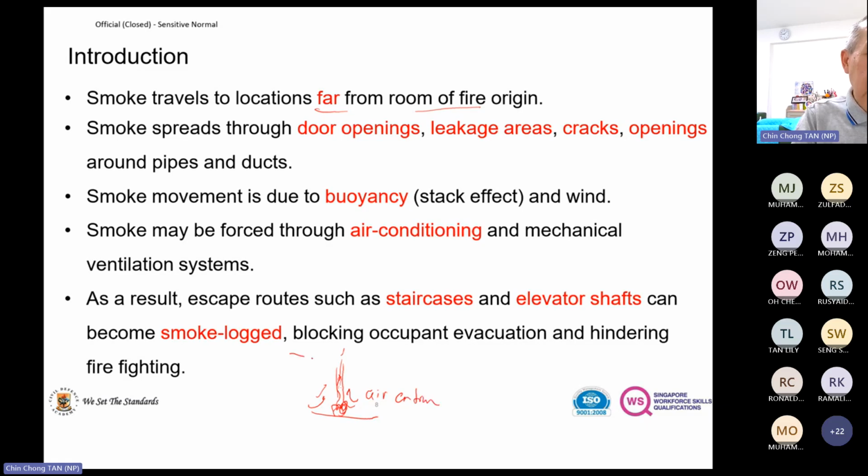So you strike the ceiling, then you flow and flow and flow. Later on, I will describe more on this. So you spread to door openings, leakages, cracks, openings around pipes. If you have a brick wall, and a pipe or ducting penetrating the brick wall, make sure that all these are, we call it fire stop, so the gases will not be able to go through.